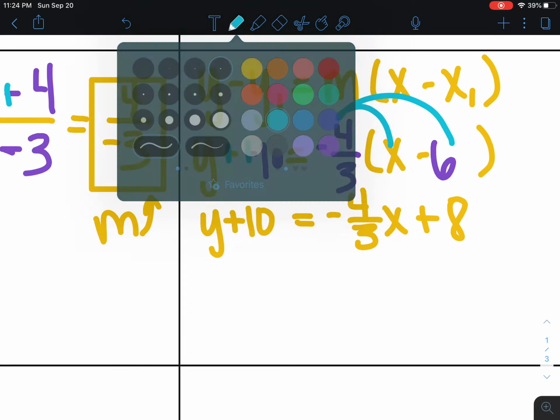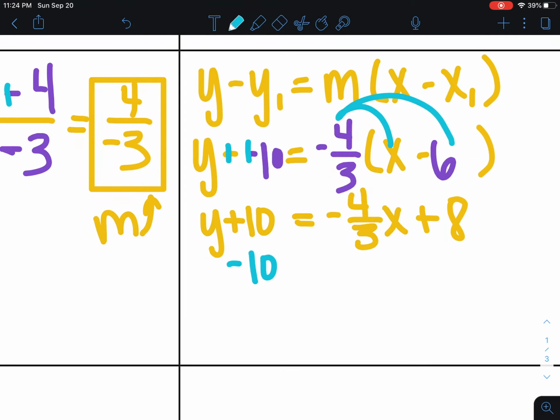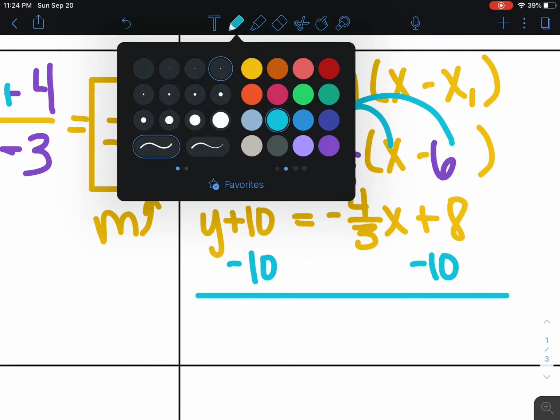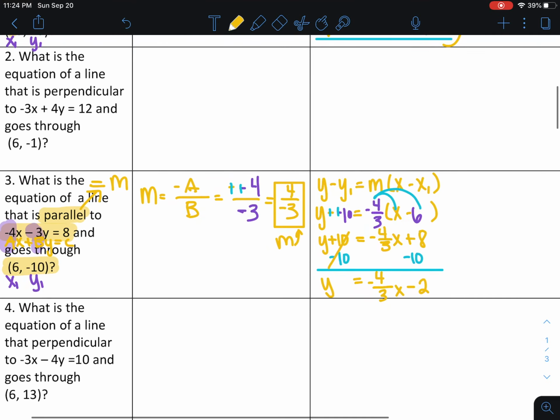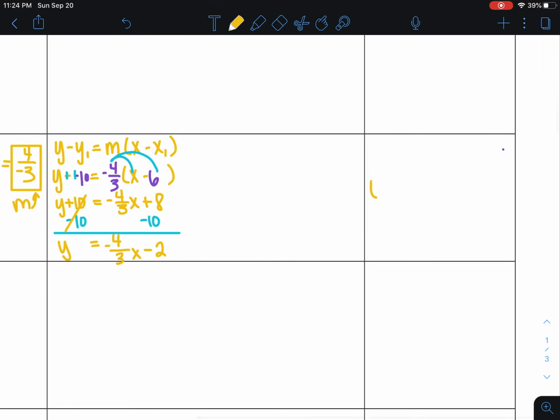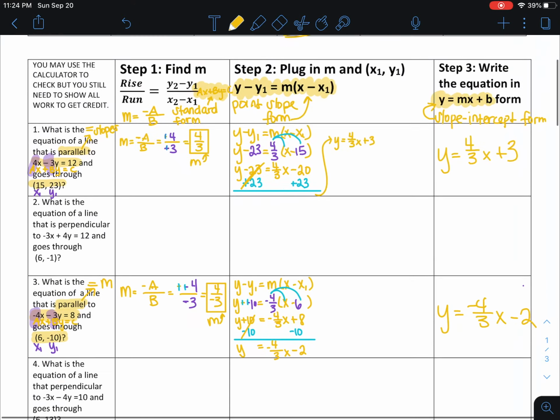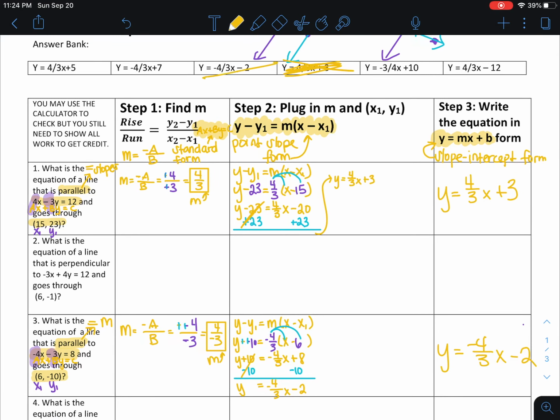So I'm going to go ahead and take away 10 because it was already being added. And there we go. That's going to leave me with y by itself, and that's going to be negative 4/3 x minus 2. So there we go. y equals negative 4/3 x minus 2. Let me check my answer bank to see if I see that answer. There it is.